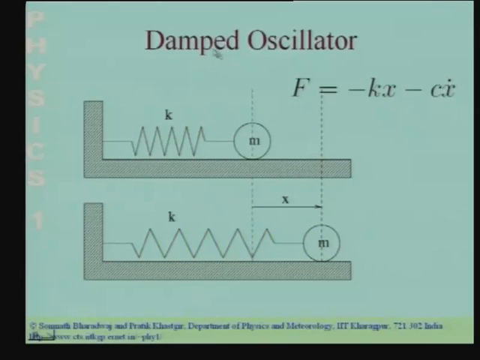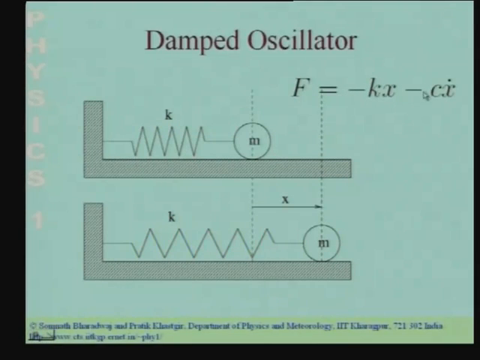So, the damped oscillator which we are considering is shown over here. We have the good old spring mass system. Now, when you displace the particle and leave it, you have two forces acting on the mass. The first force arises due to the spring, and that is the spring constant into the displacement, and it has a minus sign. So, it opposes the displacement.